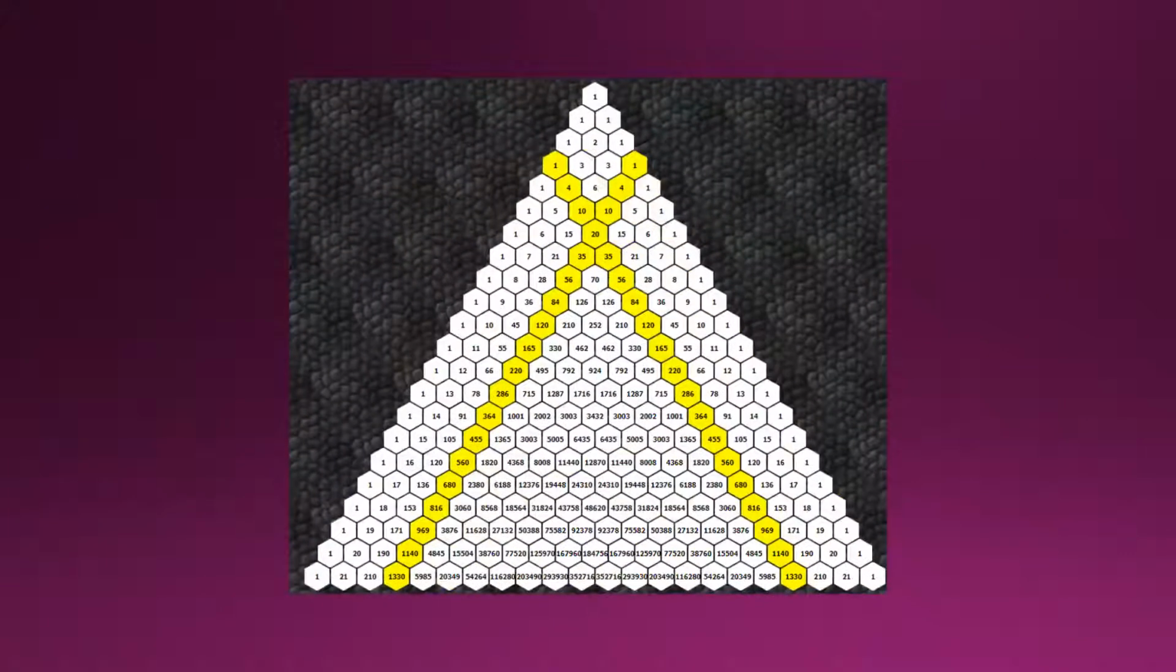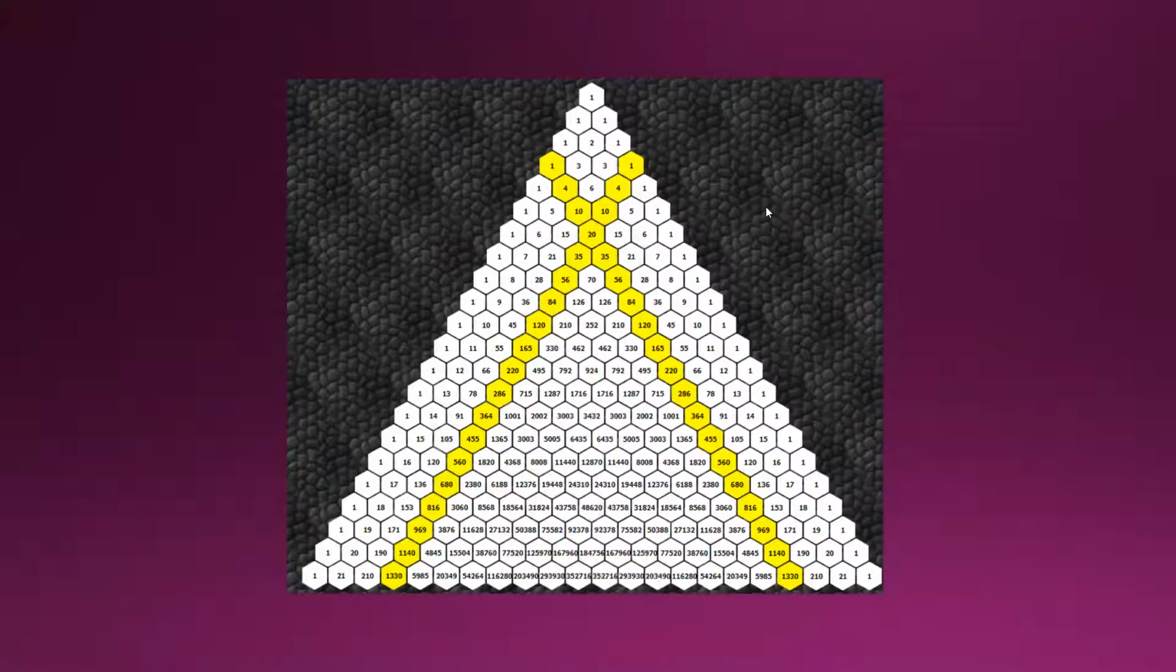If I take as many spheres as the numbers which are highlighted in yellow here, then I will be able to form them into an equilateral tetrahedron, which means all the sides of the tetrahedron will be equal in length. So here are the numbers 1, 4, 10, 20, 35, 56, 84, etc., which are showcased on both the right and left diagonals from the fourth.